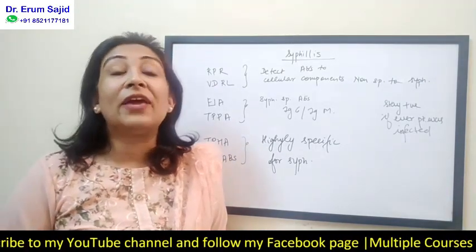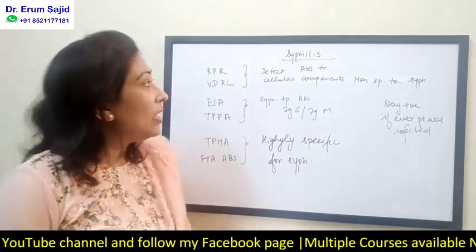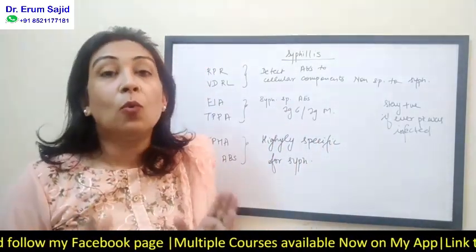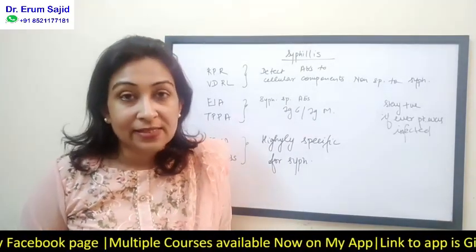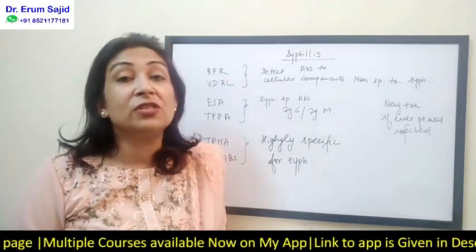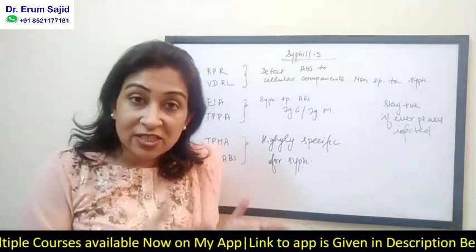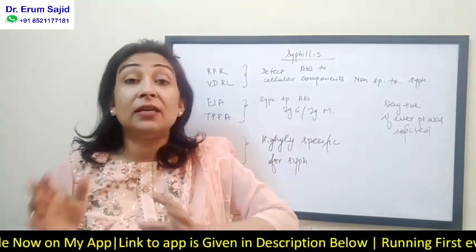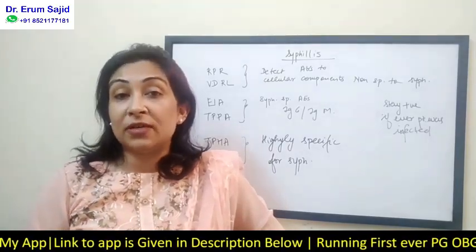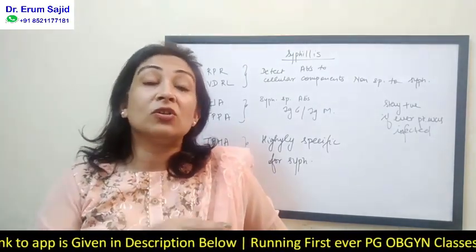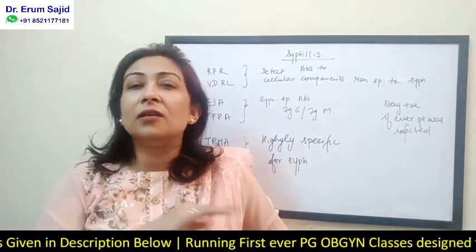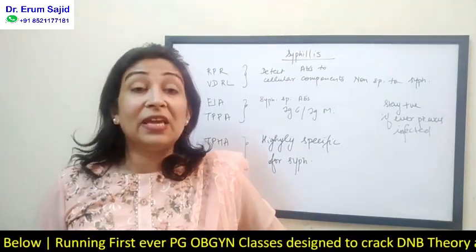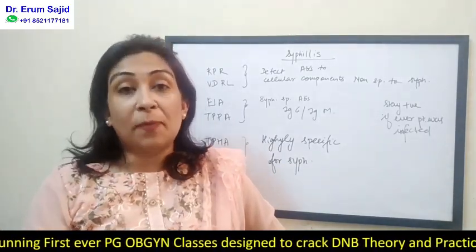Now, at the very outset, let me tell you that there is a difference between these two tests and these four tests. Syphilis, which we are talking about right now, is caused by Treponema pallidum. Treponema is one of those spirochetes which cause syphilis. But like Treponema pallidum, there are many other spirochetes which cause other diseases like yaws, pinta, and many other rare diseases.